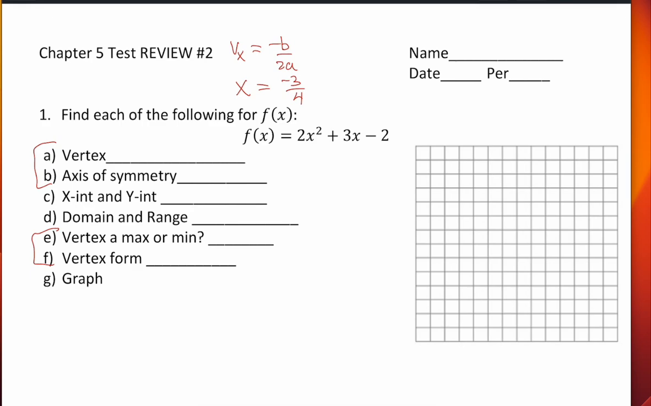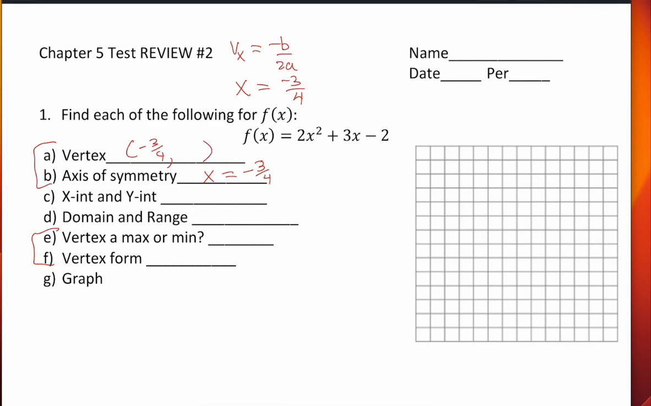Decimal wise, you're going to use that 0.75. The axis of symmetry is at negative 3/4, and the vertex x is negative 3/4. So we get a lot of things very quickly.